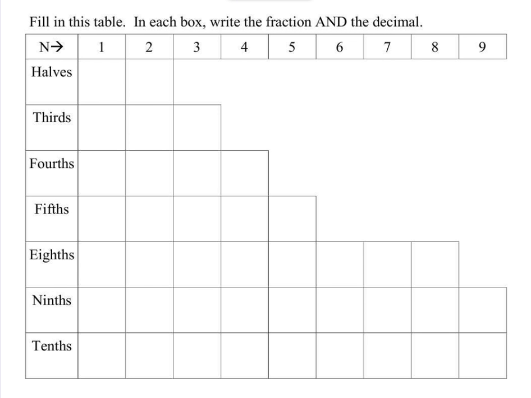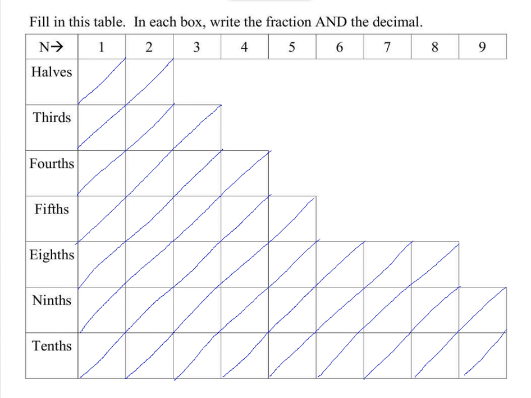All right, this table has all of those words that we just worked with. It also has this column across the top. This N with the arrow stands for numerator. So the numerator is going to be these guys. The denominator will be coming from these words. And you're going to construct the fractions and the decimals. So what I recommend you do is divide each one of these boxes like so. Draw all these lines in there so that on the left side of each box, you can write the fraction. On the other side of the box, you can write the decimal.